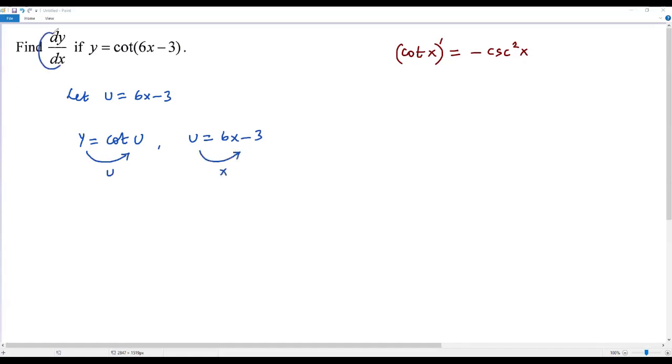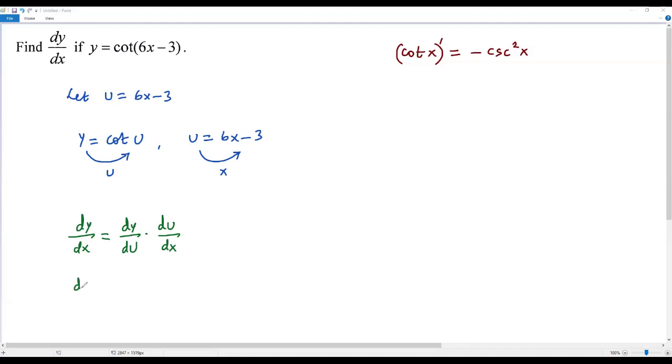But according to the question, we have to find dy over dx. So let me write that here, dy over dx. Can I find the derivative of this function with respect to x? No, it's not possible, because y is not a function of x, y is a function of u. So we can find the derivative of y with respect to u, that is dy over du. Further, u is a function of x, so I can find the derivative of u with respect to x, that is du over dx. This is called the chain rule in finding derivatives, when I have trouble getting the derivative of the given function as it is.